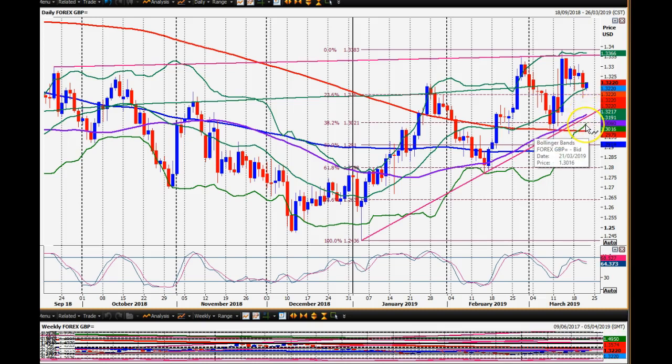We've got the lower Bollinger Band. Well, that's quite a lot lower actually. That comes in around the 38.2% fib at around 130.20. Now, those are the levels to look for. I've no idea what to do with it.